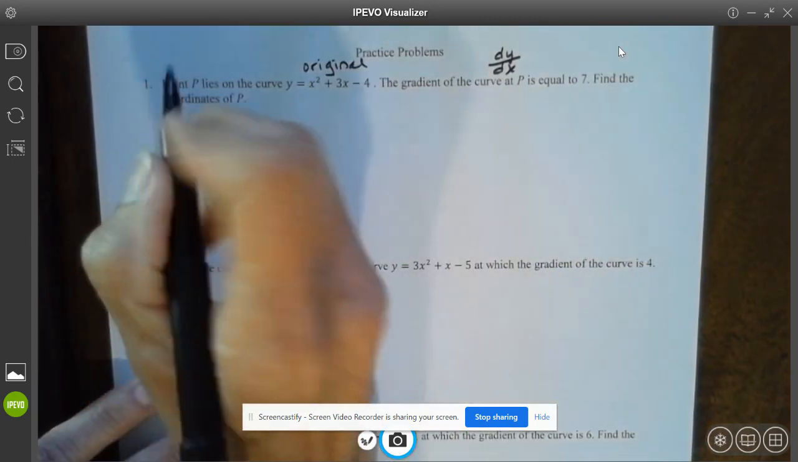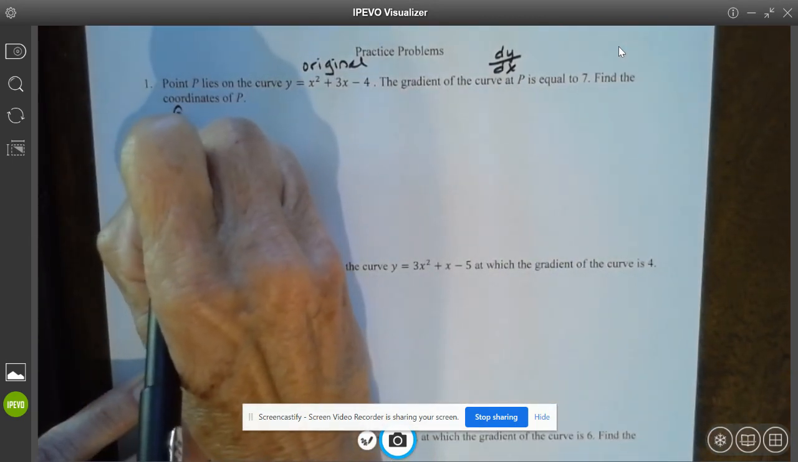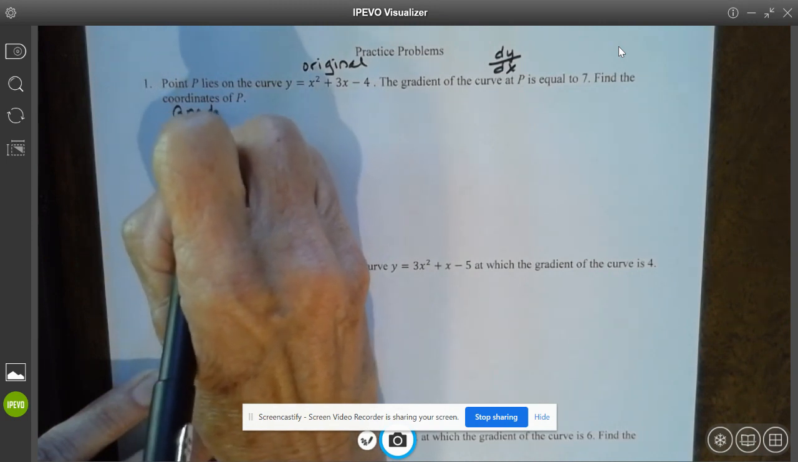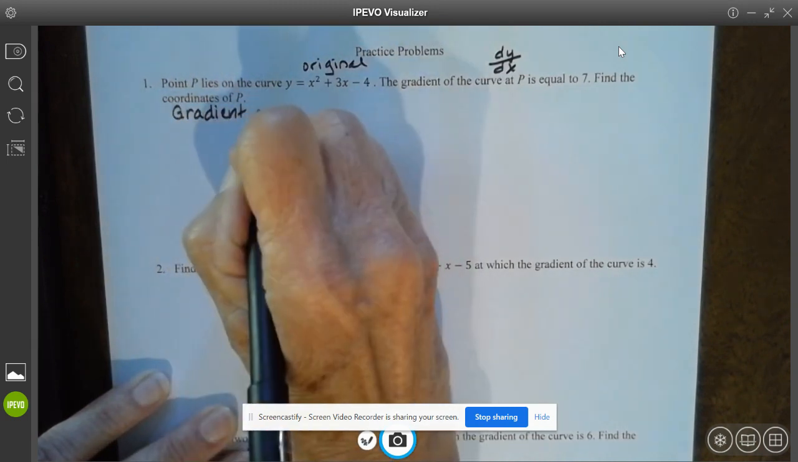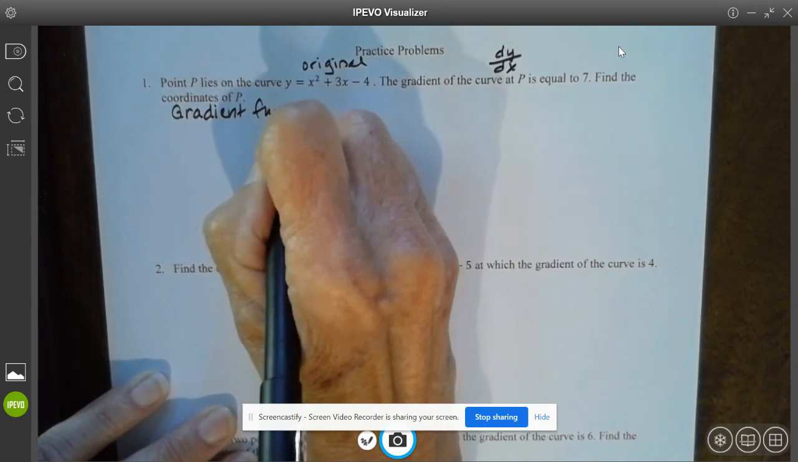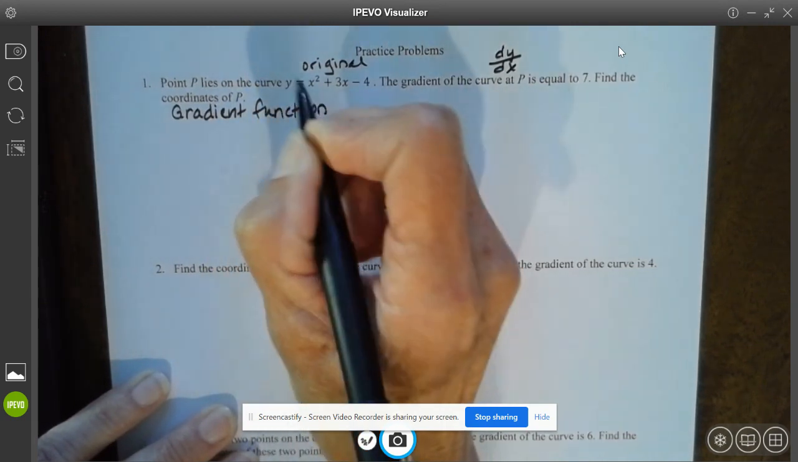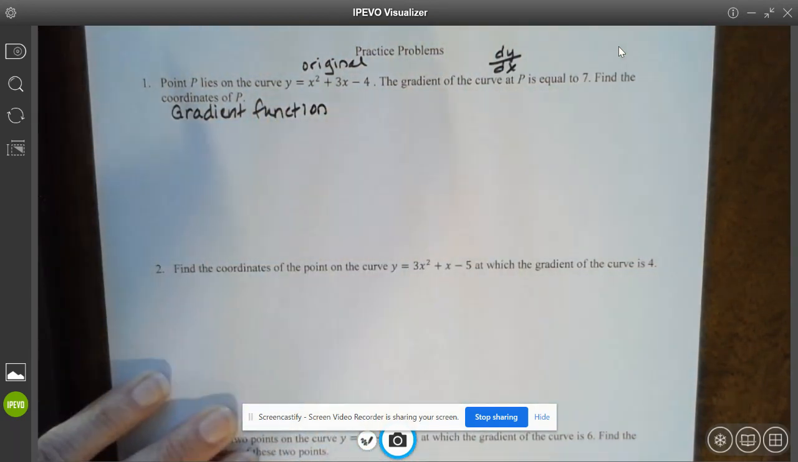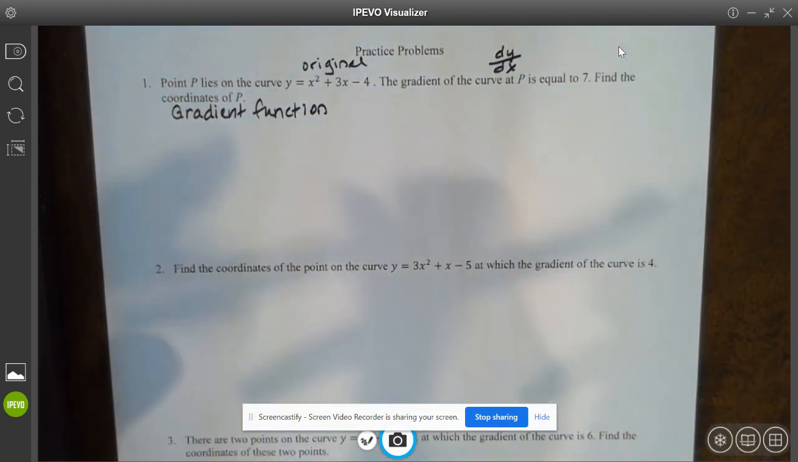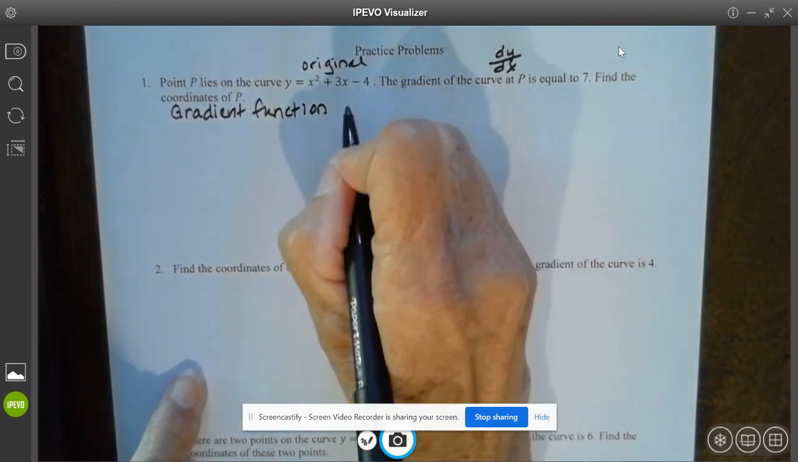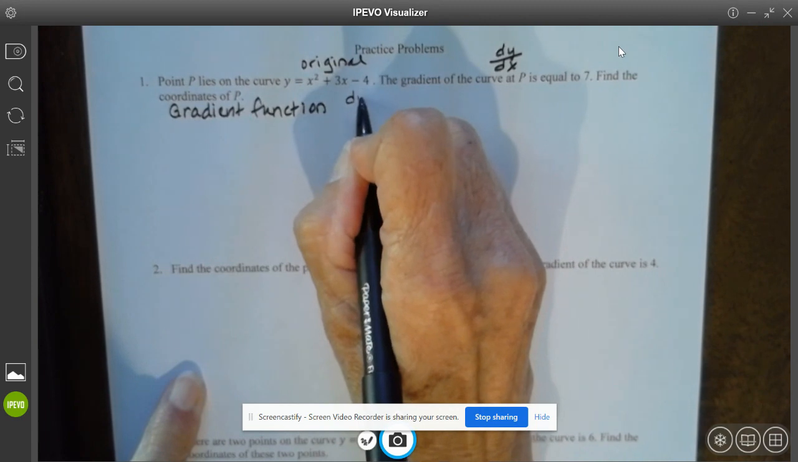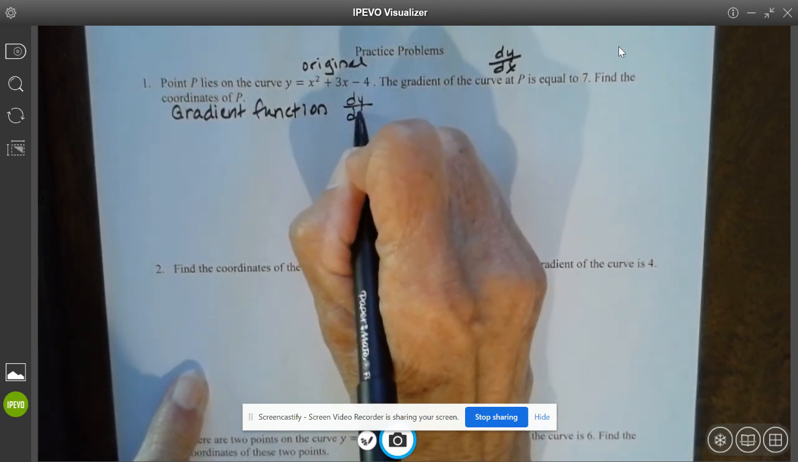Same thing. First step is find the gradient function. You need to know the gradient function. And I probably won't explain it too much because we've done a lot of it. At least I feel like we've done a lot of it. I will kind of walk through it, but I won't explain it in detail. So the gradient function, we're first going to give it a different name, d of y over d of x.